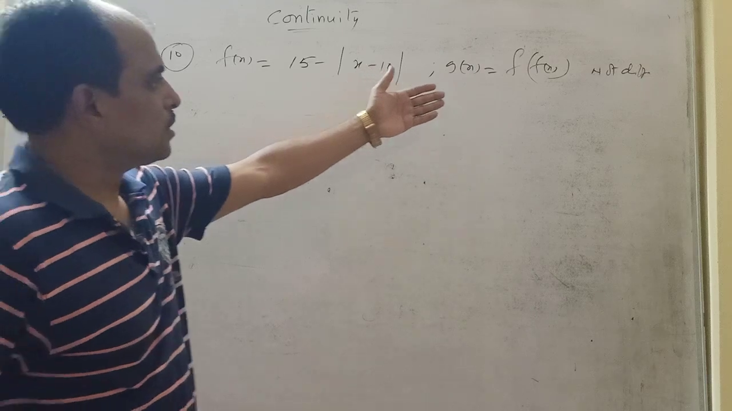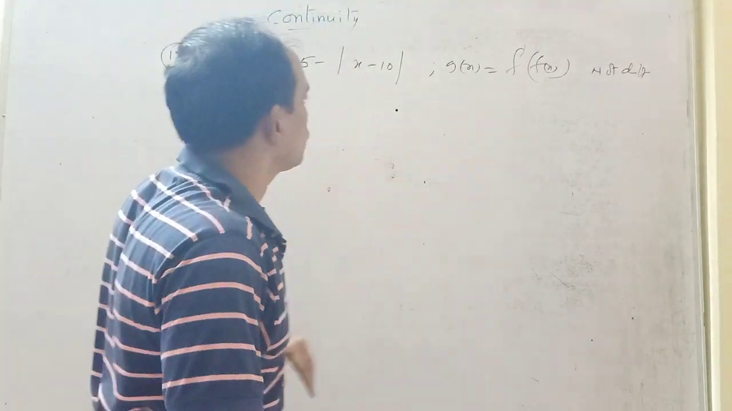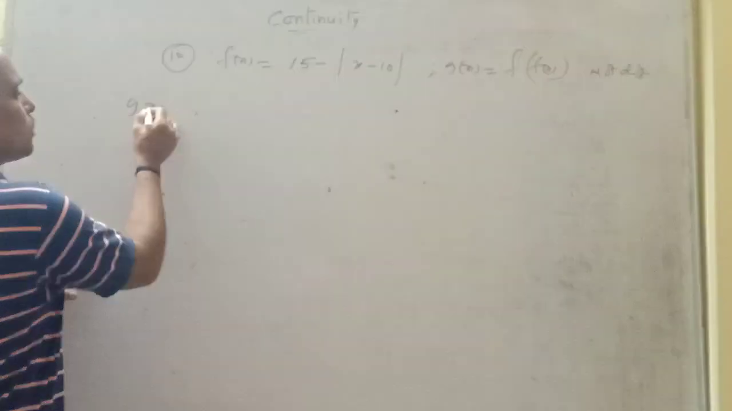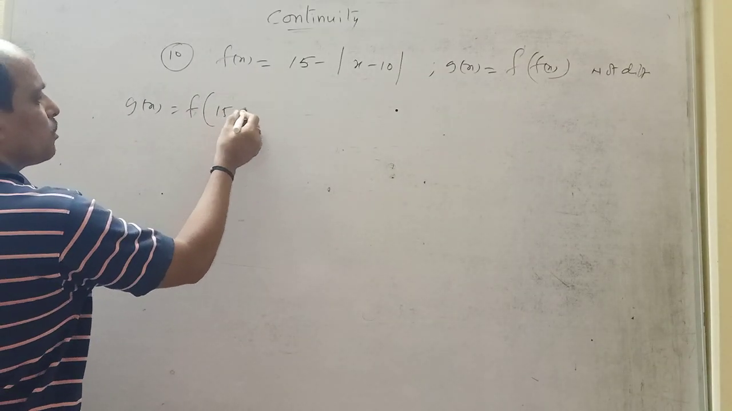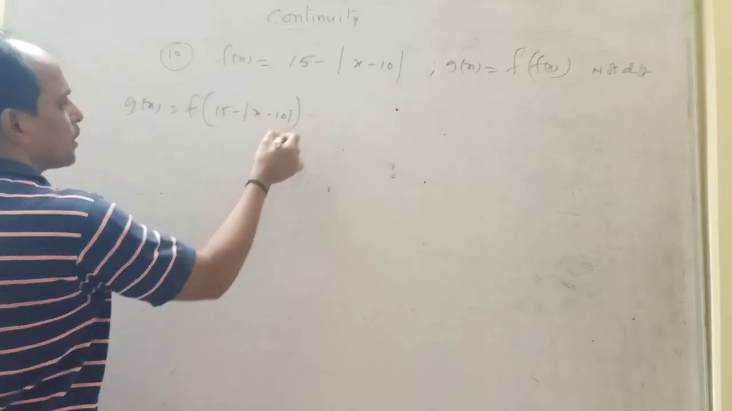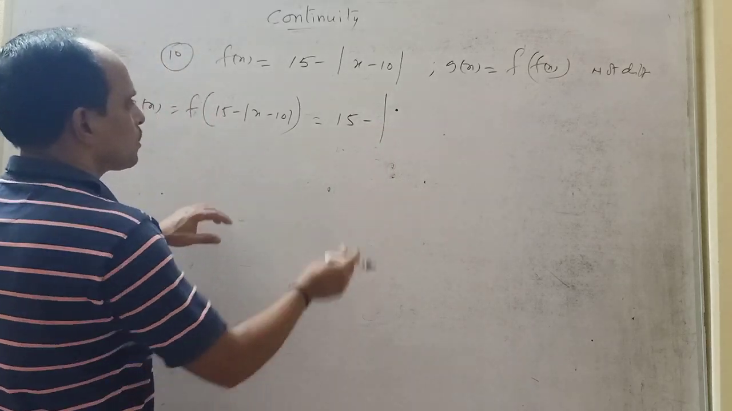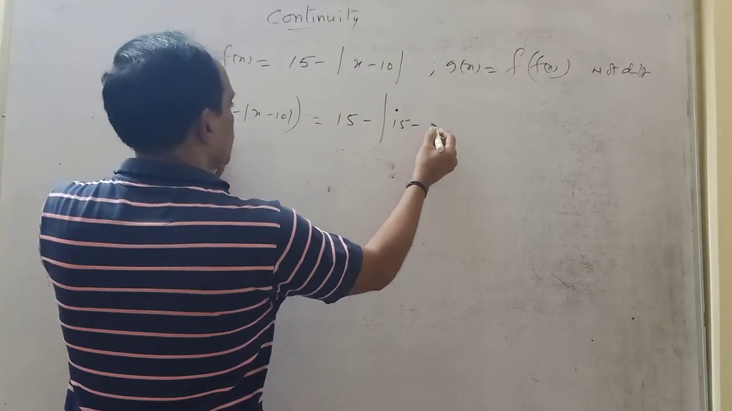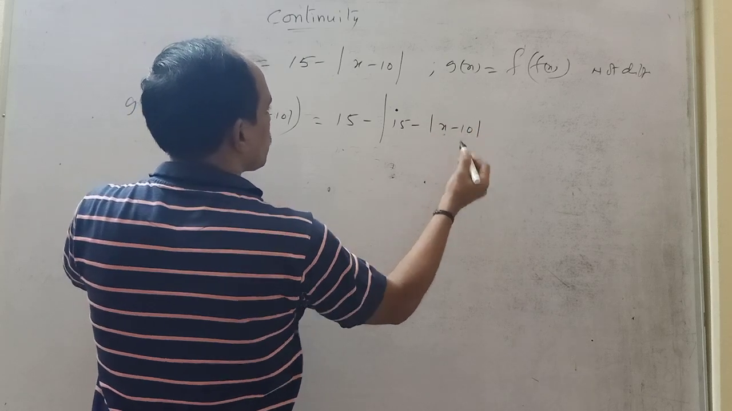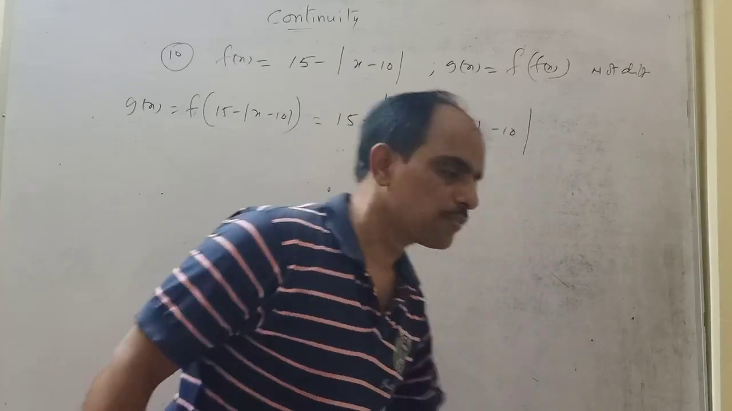Now you see g(x), we have to find where g(x) is not differentiable. So g(x) means f(f(x)). What is f(x)? 15 - |x - 10|. So f of this one is equal to 15 - |in x you replace this value, 15 - |x - 10| - 10|. Okay, this is f(f(x)).